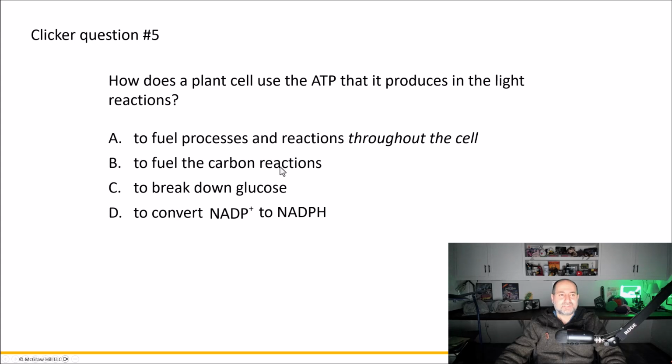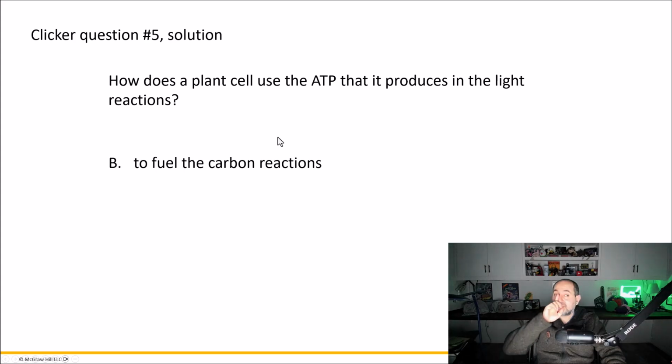All right, let's check out clicker question number 5. How does a plant cell use ATP that it produces in the light reactions? Remember, the ATP from the light reactions travels over to the carbon reactions. So to fuel processes and reactions throughout the cell, no, that's for the ATP from the mitochondria. To fuel the carbon reactions, that's the answer. Yes, to fuel the carbon reactions.